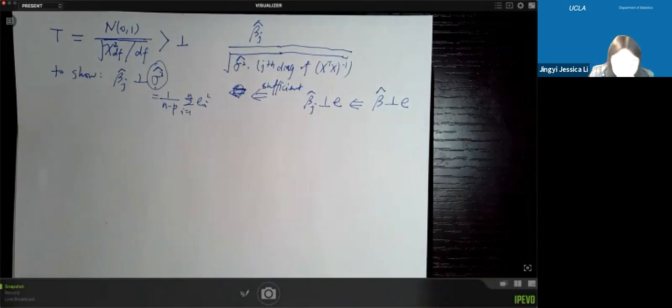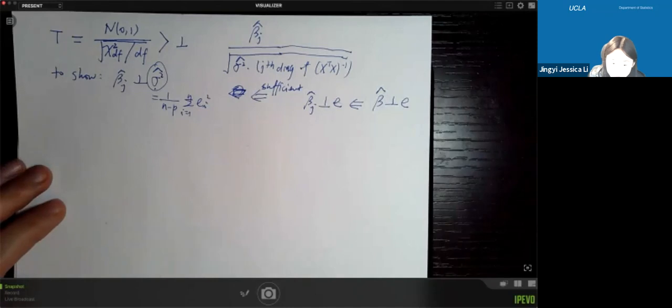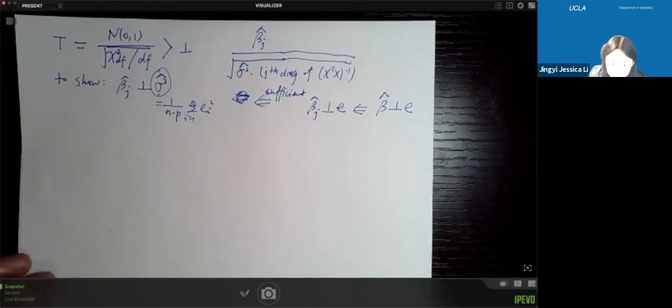I don't know if you still remember a similarly shocking result in mathematical statistics: the sample mean is independent of the sample variance if the samples are IID from a Gaussian. So it's very similar to that. Gaussian gives us a lot of interesting results. In the notes, we have a proof of this, but essentially the proof is going to use the property of multivariate Gaussian.